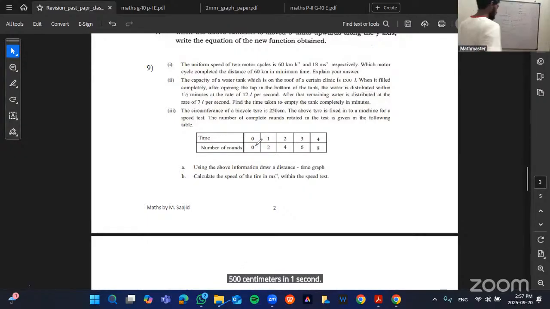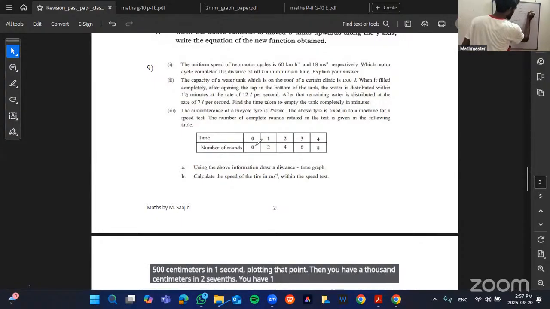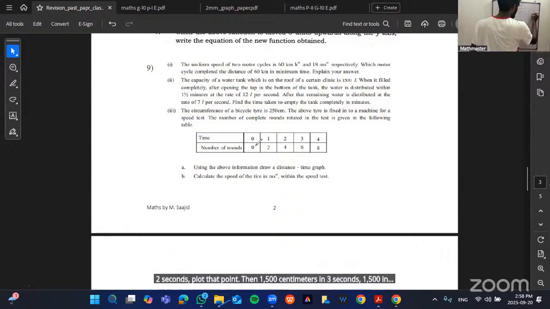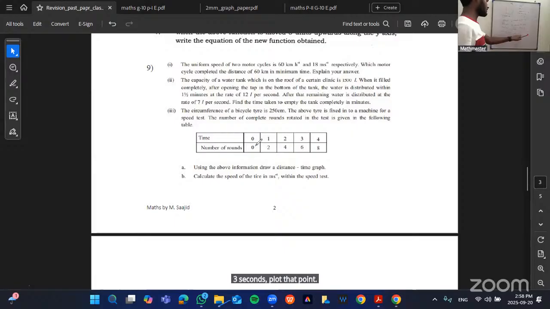Plot that point. Then you have 1000 centimeters in 2 seconds. Plot that point. Then 1500 centimeters in 3 seconds. Plot that point. 2000 in 4 seconds. Plot that point. Then join this line. Then you have 0 in 0, so 0 in 0 means this is the one. Join this line. So this line should be something like this, right?